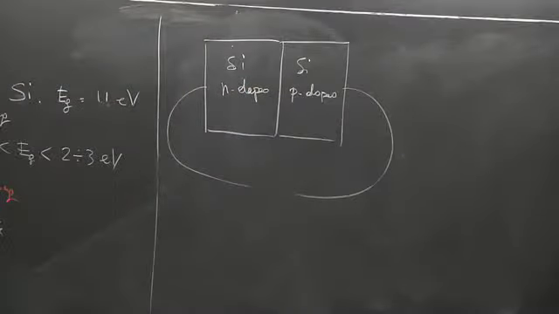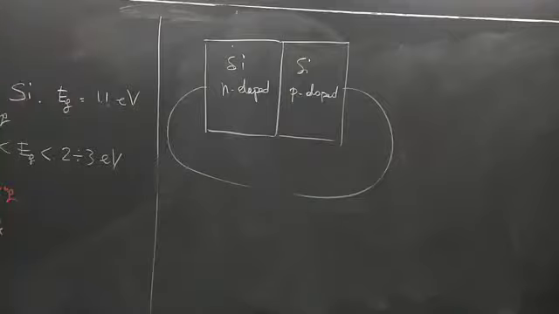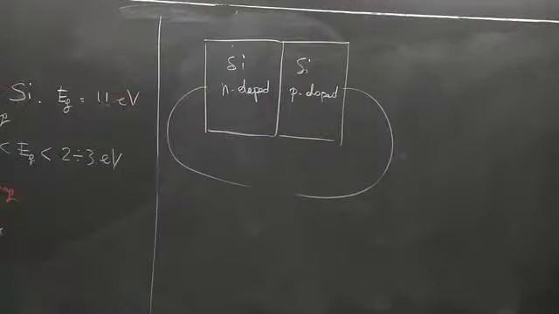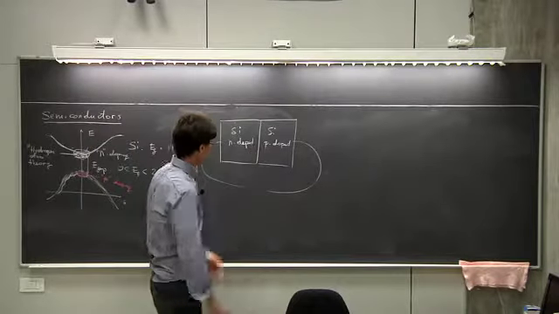your circuit. You connect the two with the circuit. So the question is, what does this kind of object do to your current if you apply a voltage, for example, to this circuit?